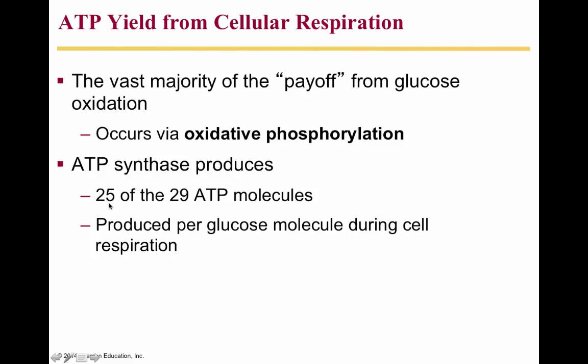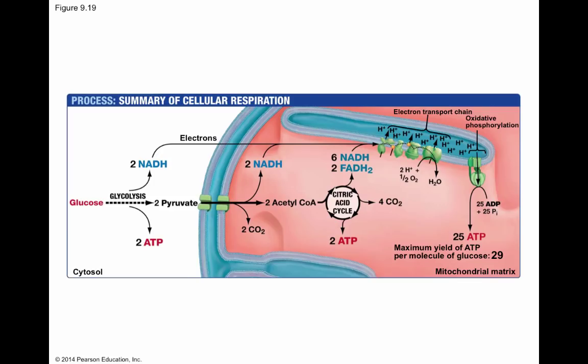Only 4 are made in glycolysis and citric acid cycle during cell respiration. Yeah, here's the total thing. The total summary of cellular respiration: phase 1, phase 2, phase 3, and now it's tied to phase 4 and oxidative phosphorylation. All right, beautiful.